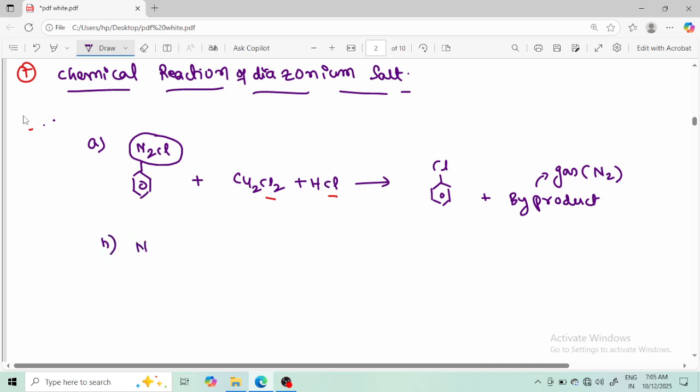Second one is, let's say N2Cl is reacting with Cu2Br2 and HBr, where you can write it as option A and you can also write it as option B over the arrow, same thing. So what's the halogen here we use? Br, right? So I'll remove N2Cl and this will be my Br.